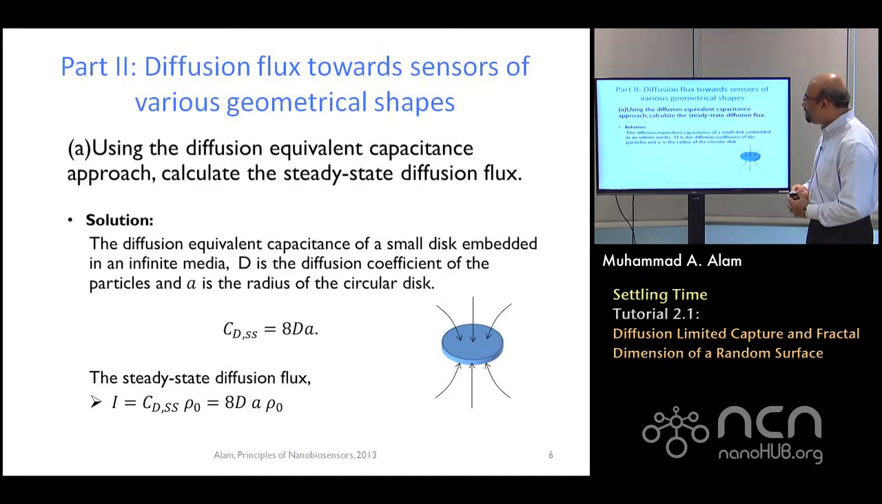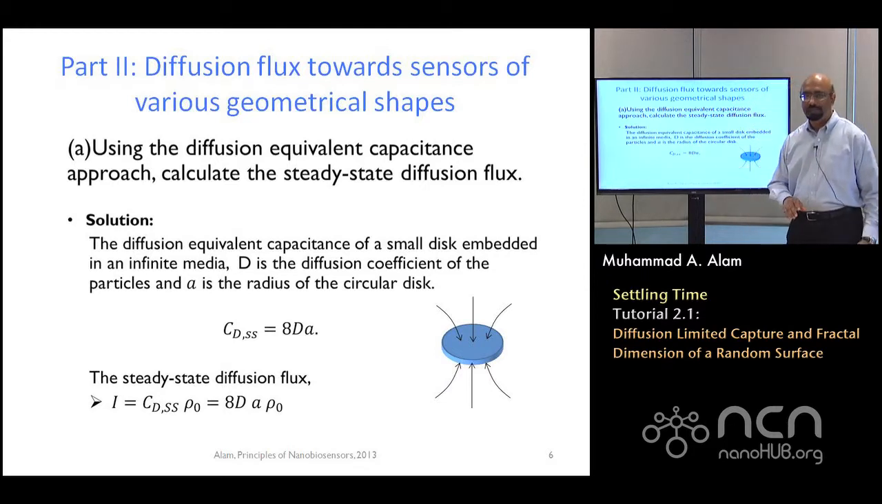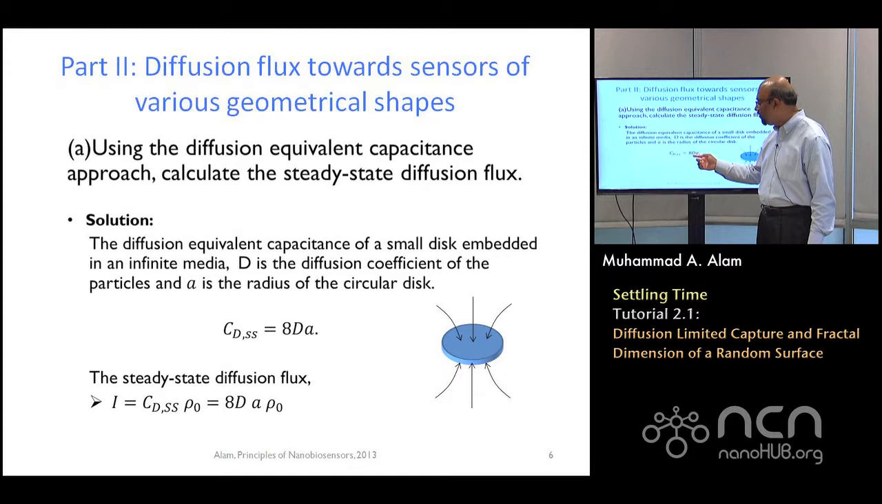So let's say when you go in Wikipedia, it will tell you the electrostatic capacitance is 8 epsilon A. And you're doing steady state, 1 disk in infinite media. Well, you know the rule. Change epsilon with D. No problem. So that's the diffusion equivalent, diffusion coefficient replacing epsilon.